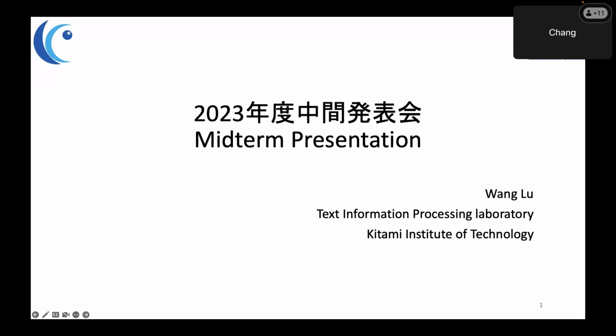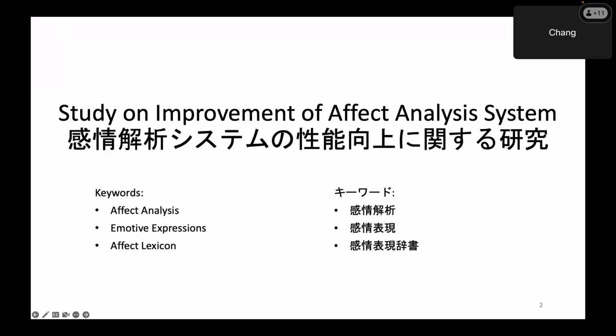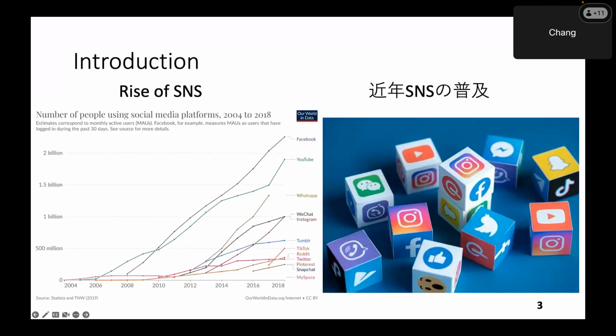Okay, good morning, everyone. This is Juan from the NLP Group, and I'm going to do the midterm presentation about my research, whose title is Study on Improvement of Affect Analysis System. So the first part is the introduction. In this part, I will talk about the research background and objective.